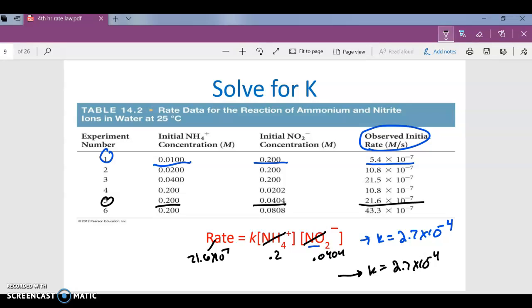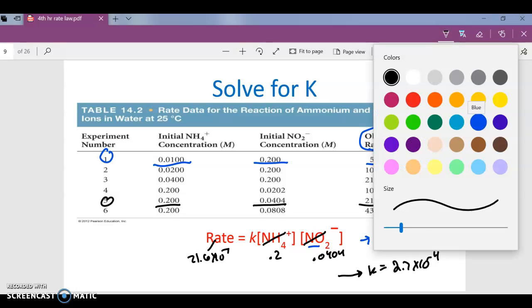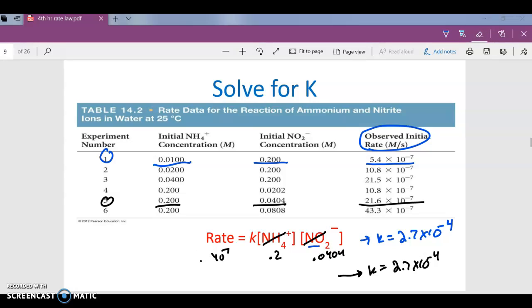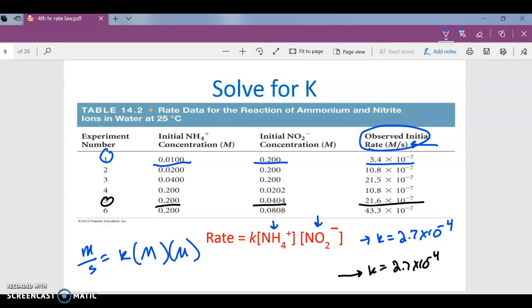Now, what I want to talk about past this is what kind of units do we have? So you were probably just like, yeah, that makes sense, we're good, but you didn't even think about units. That's okay, nobody ever does. Let's think about units now, though. So I know my rate, I'm going to look at just units, is in molarity per second. It tells me that right here. And that's going to equal K. That's the one I want to find for units. This thing right here has units of molarity. This thing right here has units of molarity again.